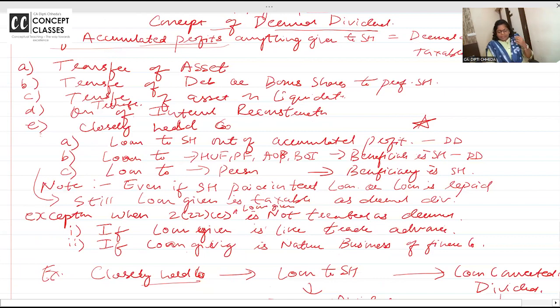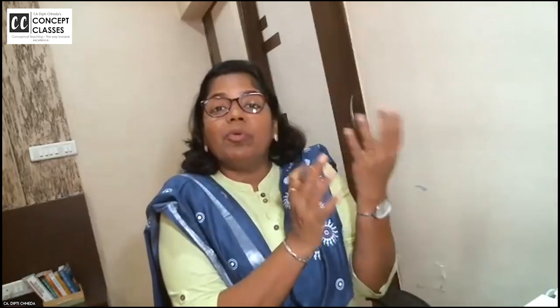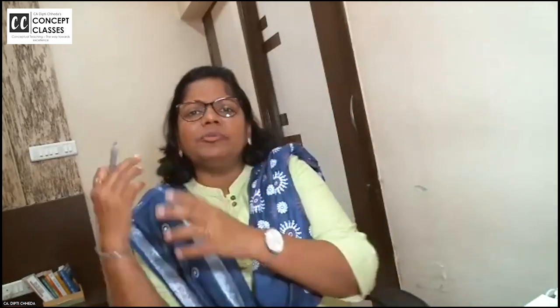Then I discussed what is deemed dividend. The one-line concept that should be clear to all of you: whatever profit is earned, what is directly distributed to shareholders is dividend. The remainder is accumulated with the company in the form of accumulated profits, ploughed-back profits or reserves. Whenever these reserves are distributed to shareholders in any of the 5 modes we will discuss now, it is called deemed dividend. Directly when I give the profit to shareholders, it's a dividend.